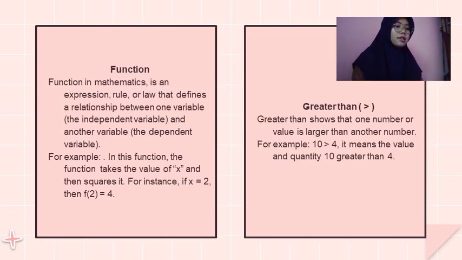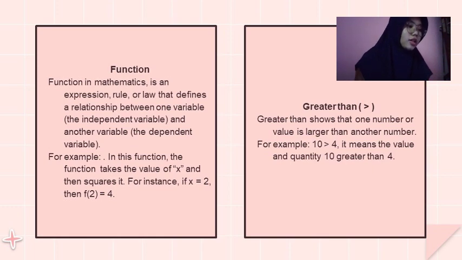Function in mathematics is an expression, rule, or law that defines a relationship between one variable, the independent variable, and another variable, the dependent variable. For example, in this function, the function takes the value of x and then square it. For instance, if x equals 2, then f(2) equals 4.